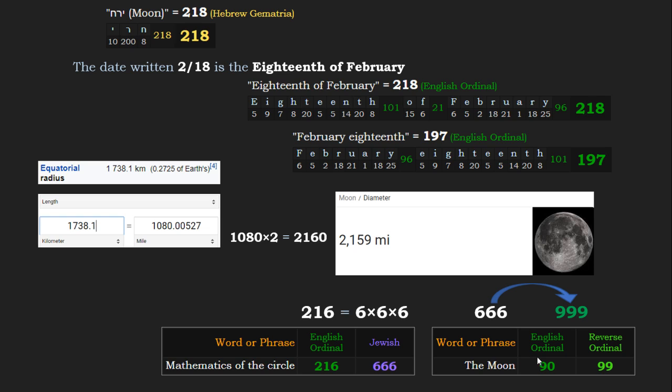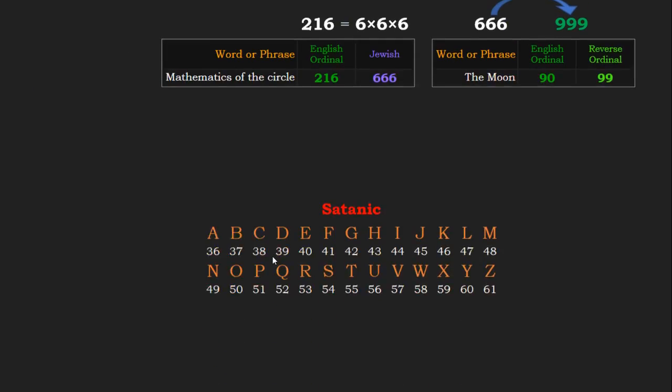Using the alphabetic order, the moon equals 90. If you reverse the alphabetic order so that Z gets 1, Y gets 2, X gets 3, all the way through A is 26, the moon equals 99. So how interesting is this? 90 and 99, a lot like the numbers 666 turned upside down.